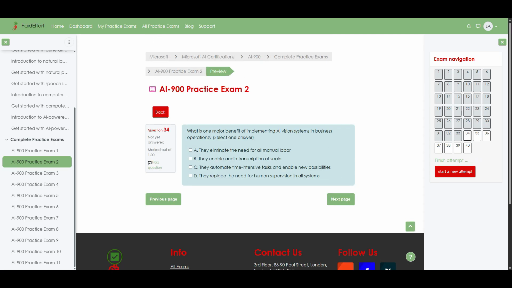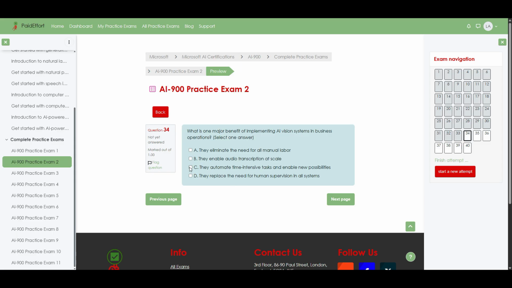What is one major benefit of implementing AI vision systems in business operations? Select one answer. A. They eliminate the need for all manual labor. B. They enable audio transcription at scale. C. They automate time-intensive tasks and enable new possibilities. D. They replace the need for human supervision in all systems. Let's go through the explanation now.